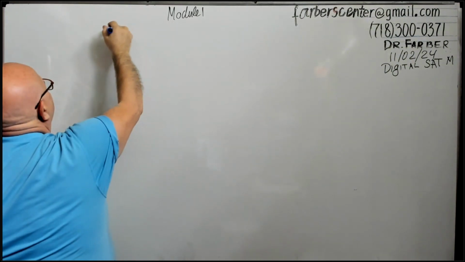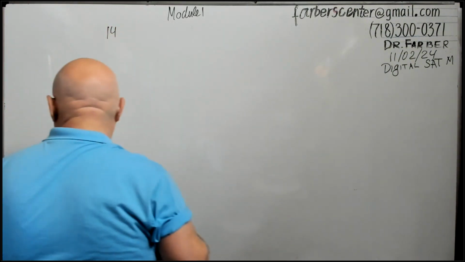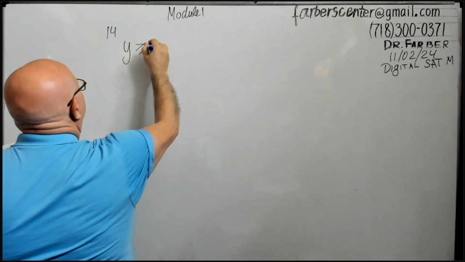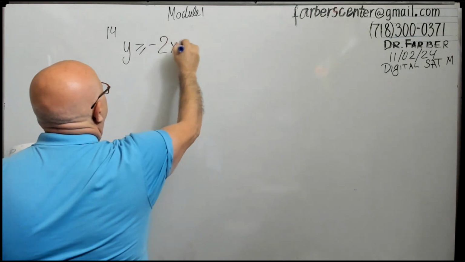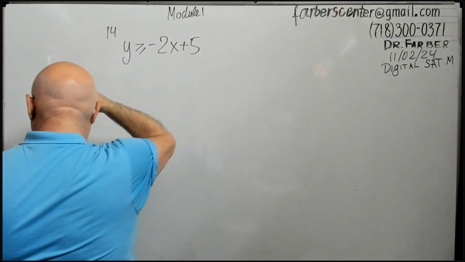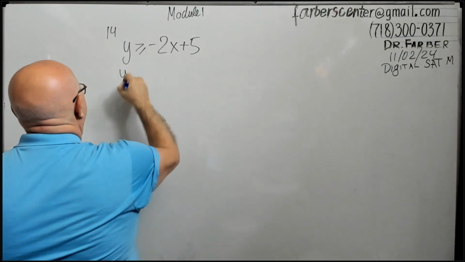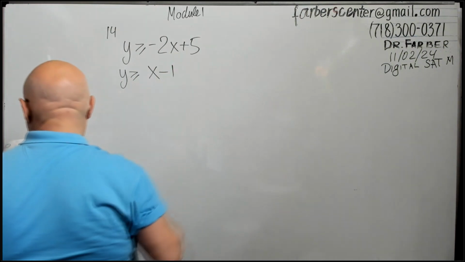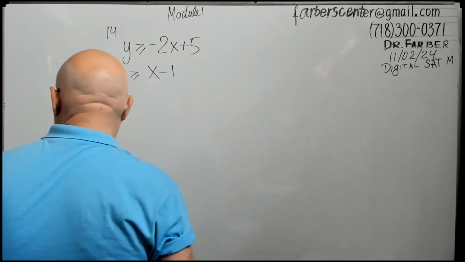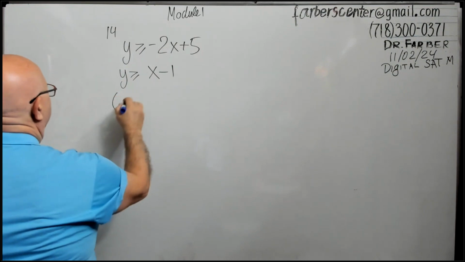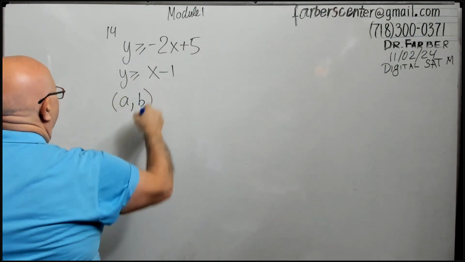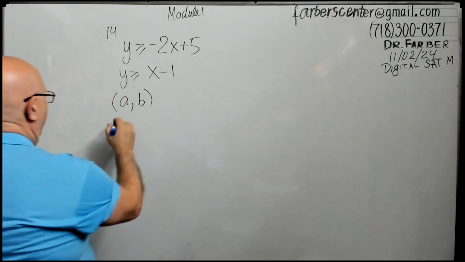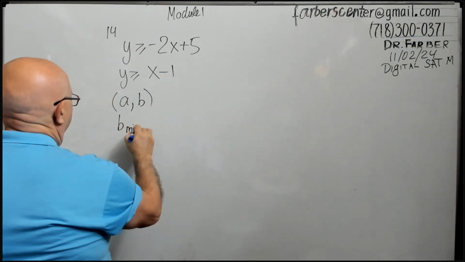In number 14, we have y is greater or equals to negative 2x plus 5, and y is greater or equals to x minus 1. And we have a point (a, b) which belongs to this solution set, and they ask you to find b minimum.